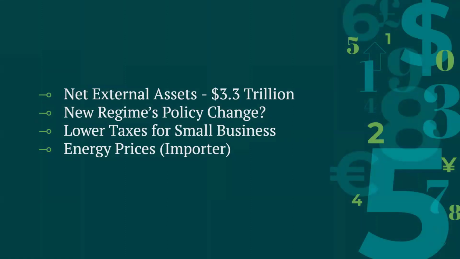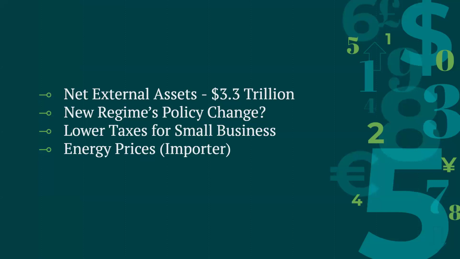What you have to look at in Japan right now is, first of all, they have the largest net external assets, where their money, the interest, comes to them. They have over $3.3 trillion as of the end of 2023. The problem is that the dividends are getting lower, so the money coming from outside is getting less and less.